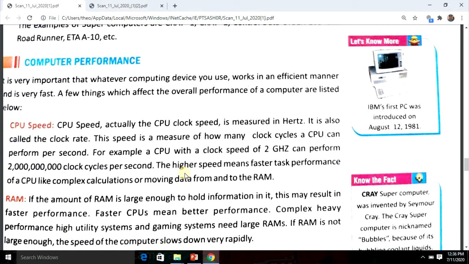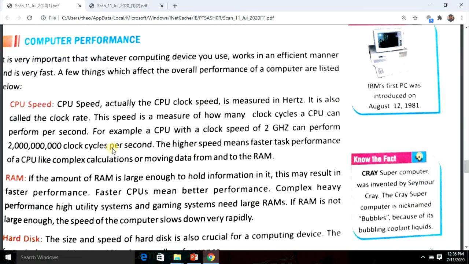It is important that the computing device you use works in an efficient manner. It depends first of all on the speed of the CPU. Is it clear? For example, a CPU with a clock speed of 2 GHz can perform 2 billion clock cycles per second. The higher speed means faster tasks on a computer, like complex calculations or moving data to and from the RAM.